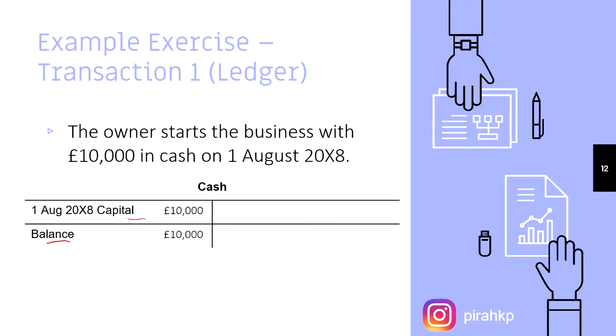Balance is usually what's remaining. Right now it can be a bit confusing, but soon you would know why exactly we use balance over here. Next transaction is capital.